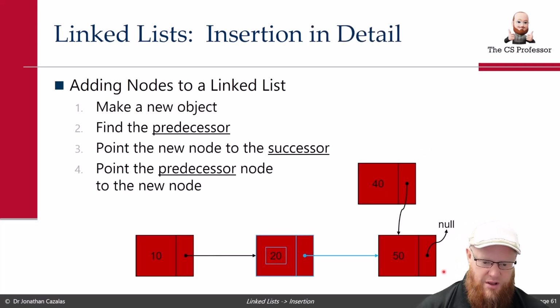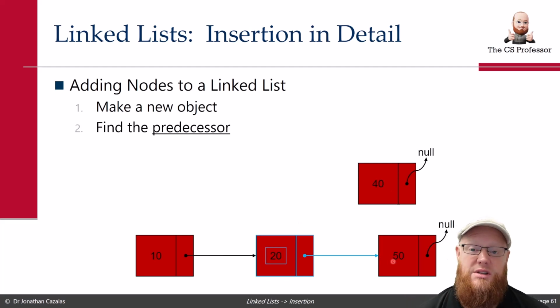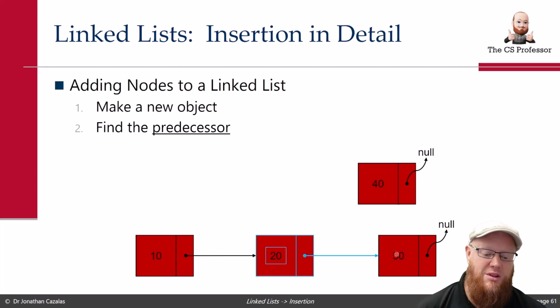Because in short, if we did this, if we make 20 point over here to that new node first, we make the predecessor first point to the new node, who's pointing to 50? Java has no mercy. The Java garbage collector has no mercy. If no one's pointing to 50, it will come and wipe it out. Not only wipe out 50, anything that 50 is pointing to. So you would have just lost the rest of the list from 50 and onwards.